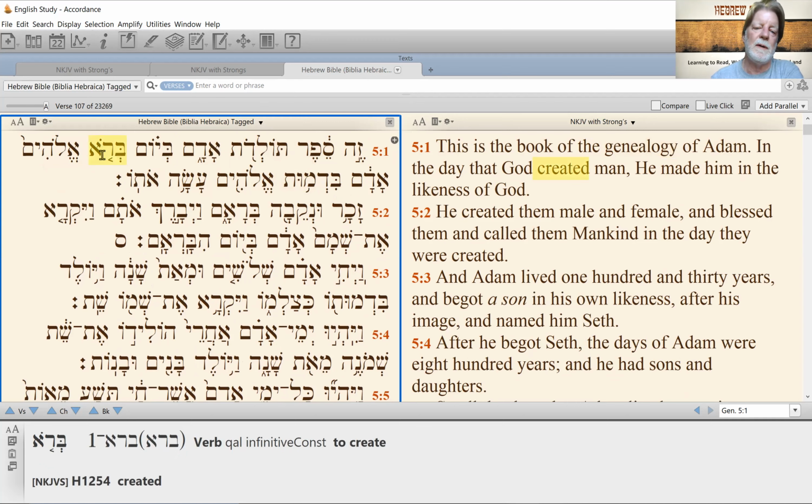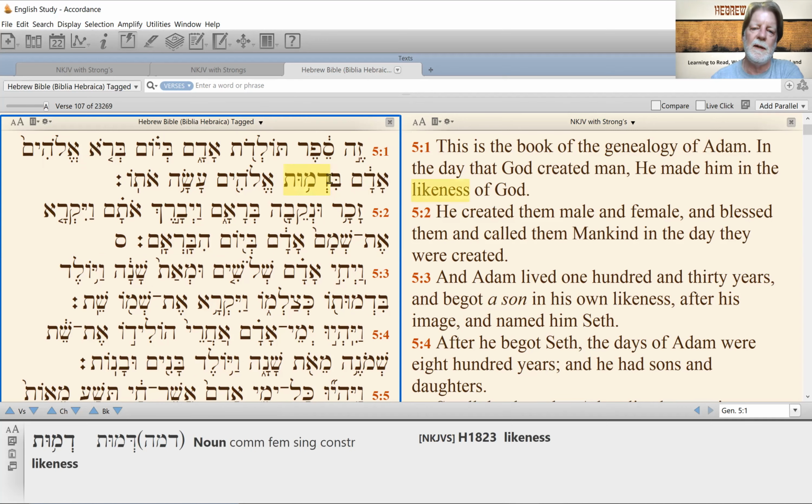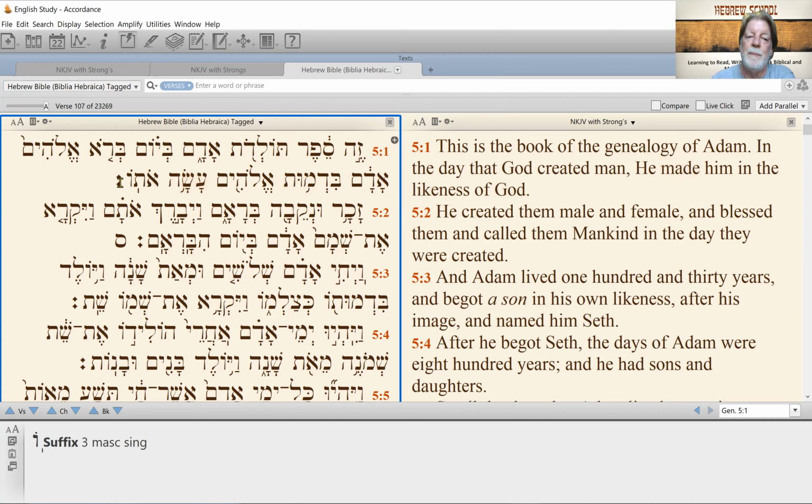Adam, bara. That's an infinitive construct. Adam, bidmut, Elohim, asa. So we've got a qal, third person, masculine, singular. It's a qal perfect, so it's completed action. And even though this symbol here looks like a colon in English, it's like a period. So that is the end of the sentence. And the sentence goes on.